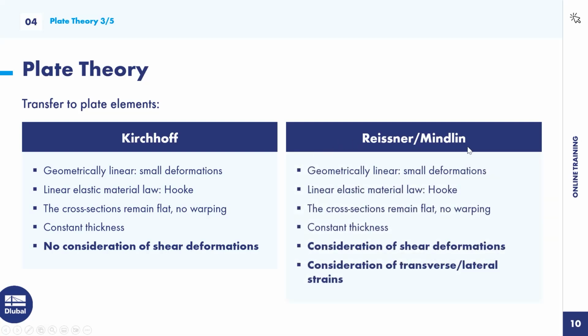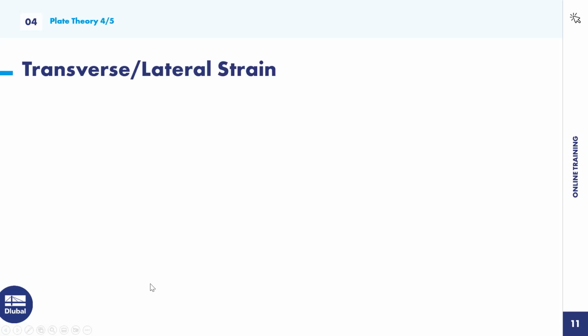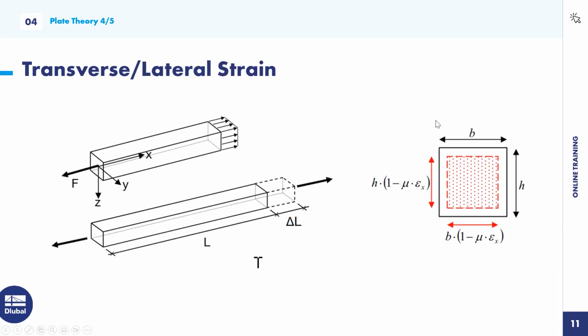Now let's compare the Reissner-Mindlin plate theory. The first 4 points stay the same. But now there's the difference. With the Reissner-Mindlin, we now have a consideration of the shear deformations. And we also have a consideration of the transverse and lateral strains. So let's look at the transverse and lateral strain. Just as a reminder, we set this mu, this Poisson's ratio, to zero in our previous model. But now what's this Poisson's ratio?